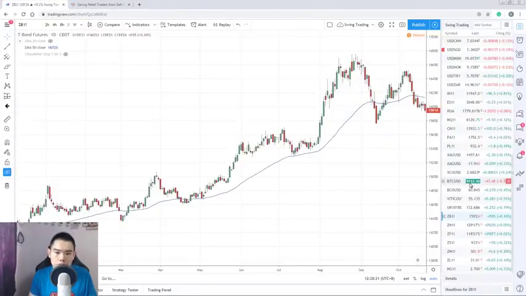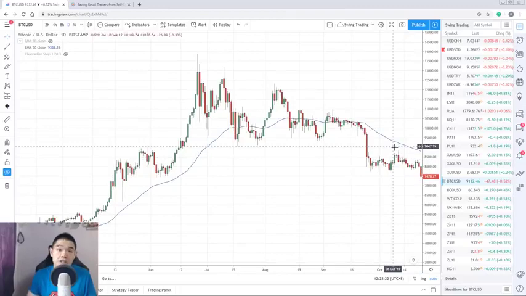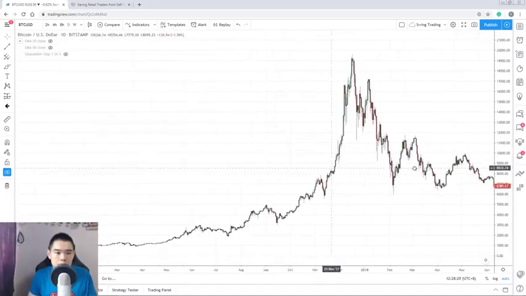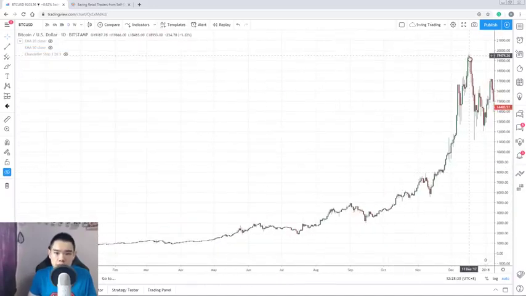So let's talk about Bitcoin, right? This is a market that many traders chase, right, into the $20,000 price level, right? So let me just zoom out. You can see that over here, Bitcoin hit the highs of 20K before it reversed.